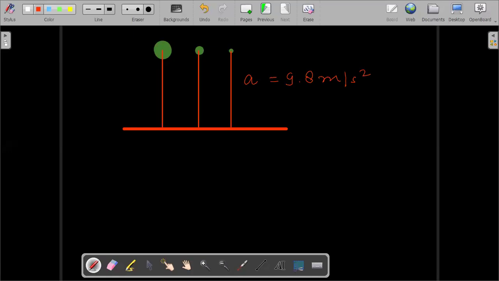Okay. So it also means that if you drop a hammer or a heavy ball, or if you drop a feather from here, even the feather and the ball will both reach at the same time. If they are dropped from the same height, they will reach the earth at the same time.